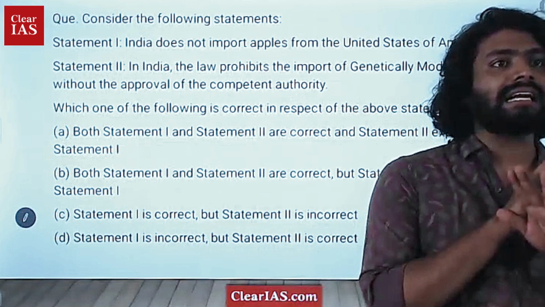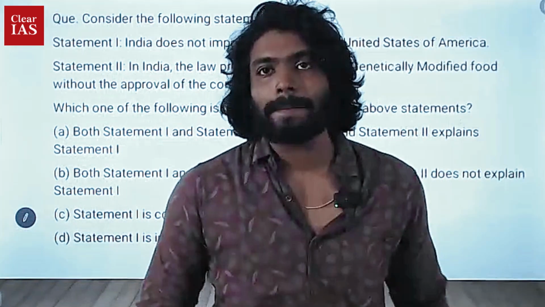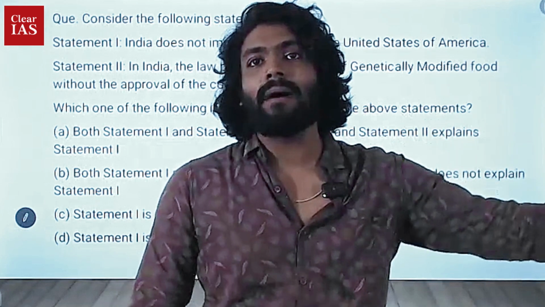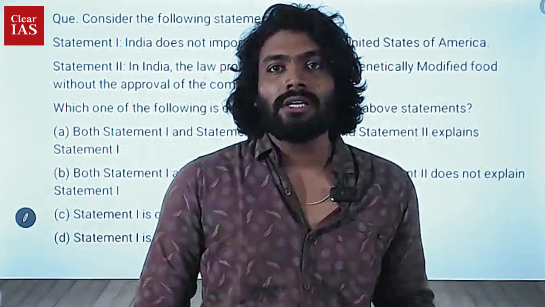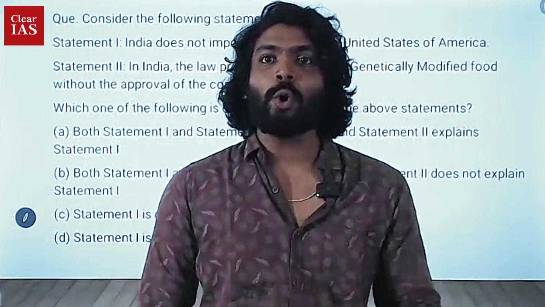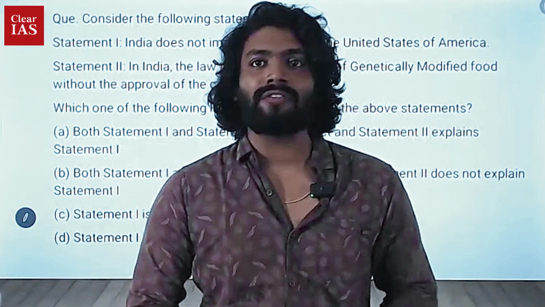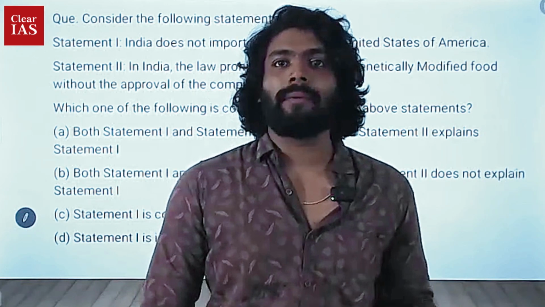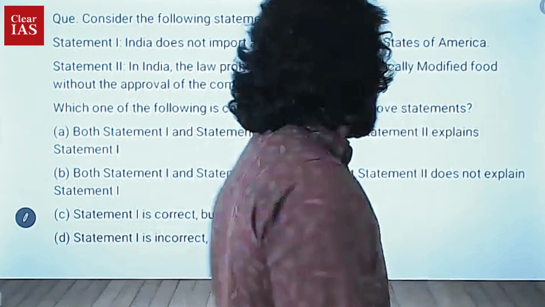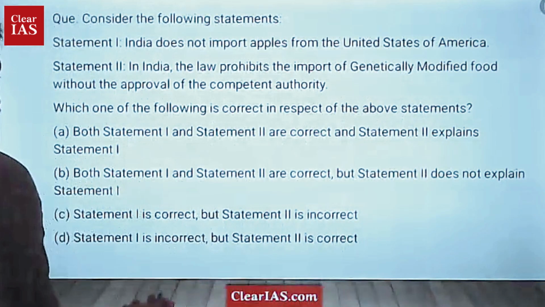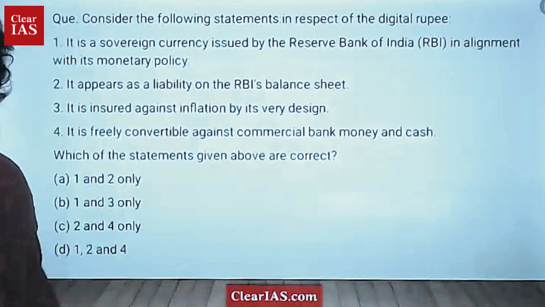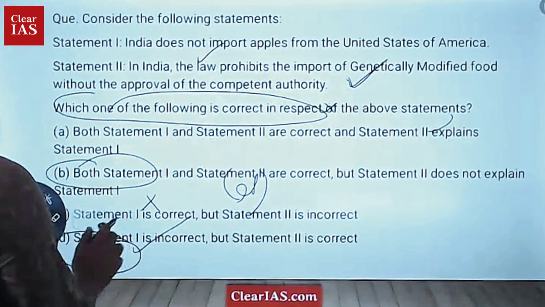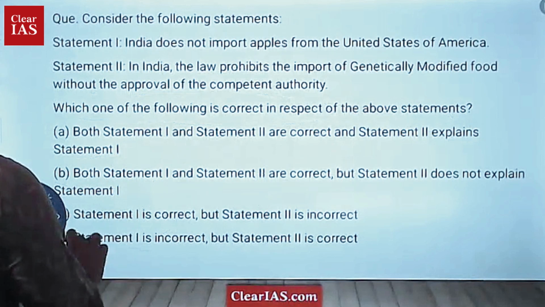Logically incorrect, logically not correct at all. And American apples you can buy from the supermarket. If you go to a hypermart, there you can actually see American apples. Even if you don't know whether apples are imported from America or not, when you go to the supermarket, you can see apples from America. So the first statement is obviously wrong. First statement wrong means the answer is D. So the answer is D, a very simple statement again.